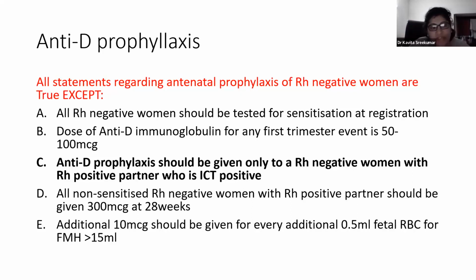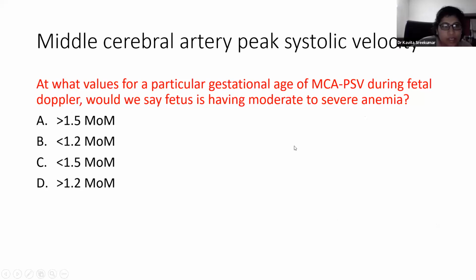And like we mentioned previously, if you do a Kleihauer-Betke and you find that the feto-maternal hemorrhage is more than 15 ml, which usually is covered by 300 micrograms of anti-D, you will give an additional dose according to the quantification of the feto-maternal hemorrhage. Okay, excellent. So that was right. So this also we discussed.